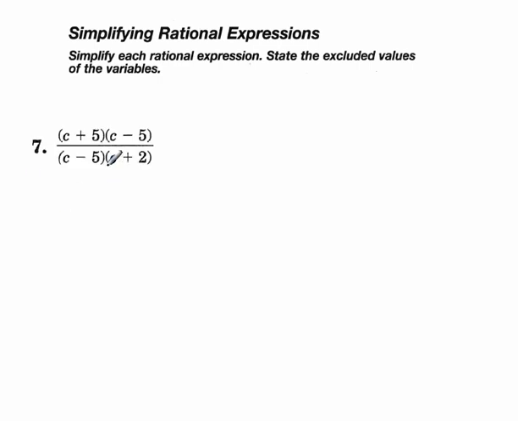All right, number 7 is the same way. You have two binomials on top and you have 2 on the bottom. But the ones that are the same will cancel out. So I have c plus 5 on top, and on the bottom I have c plus 2.